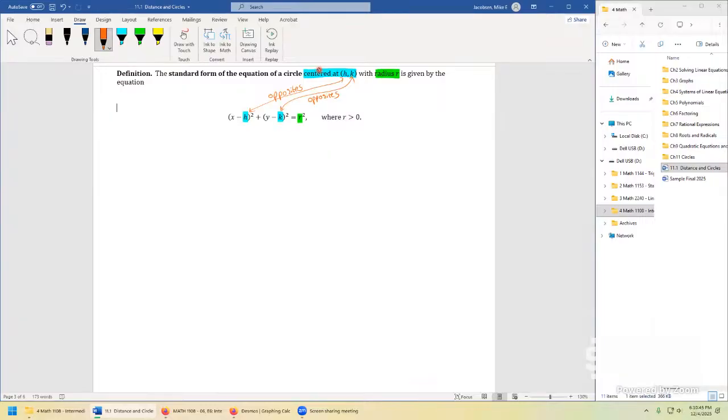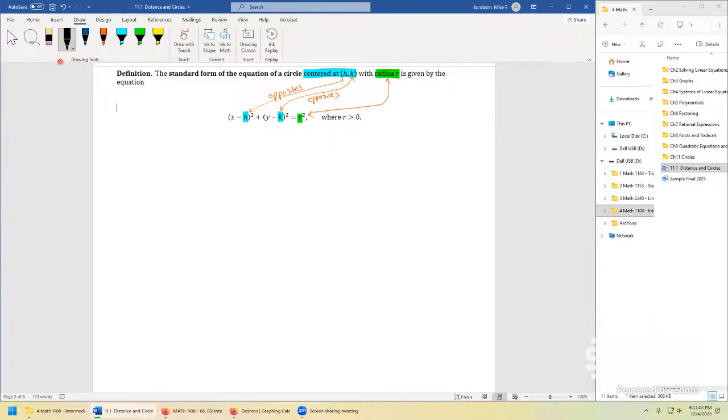And also notice that there's a power 2 here as well. So that means if you want to get the radius, if you're going this way, you're taking the square root. If you know the radius r and you're putting it in the equation, you'd be squaring it. So the direction you go depends on the operation you take.